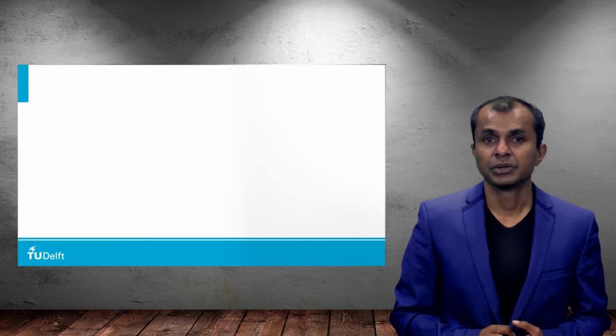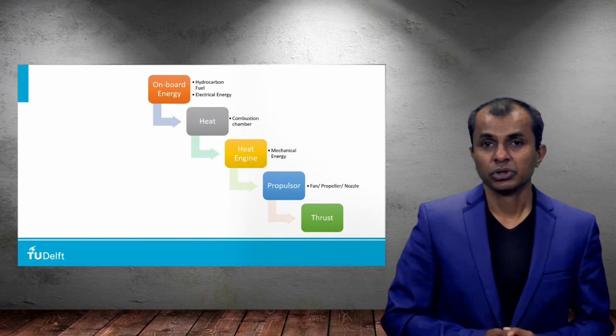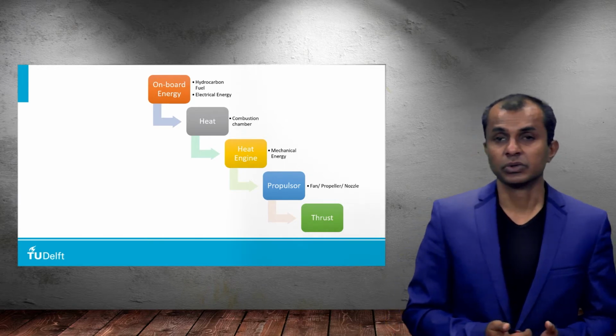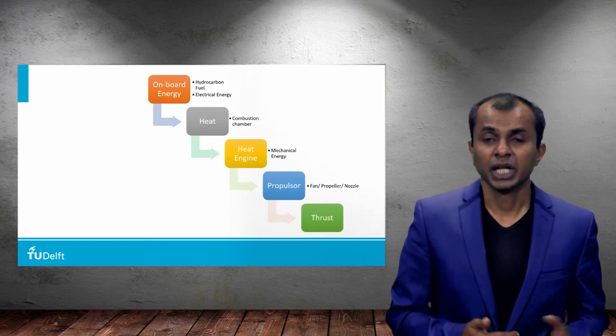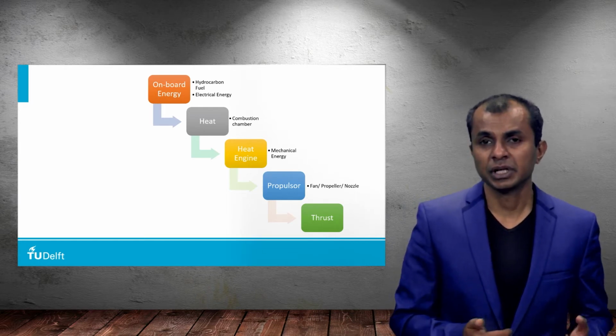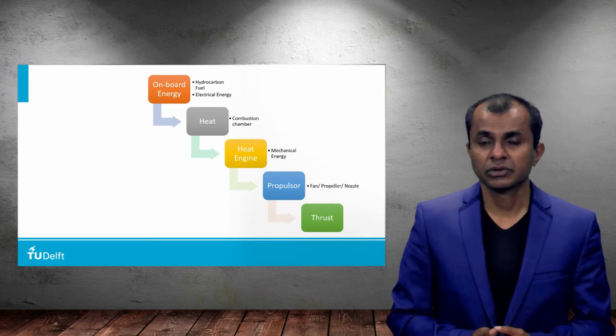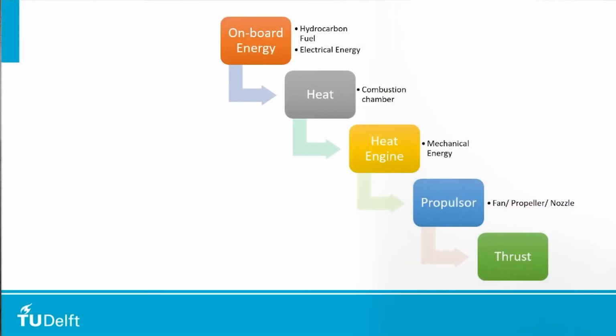When we talk about a gas turbine engine, for example, one used in civil aviation, there are several processes from a thermodynamic point of view that have to be taken into account before we get the thrust. There is fuel on board of an aircraft, which is converted into heat in the combustion chamber. In the engine, that heat is then converted into work. That work is then given to the propulsor. That propulsor then generates the thrust.